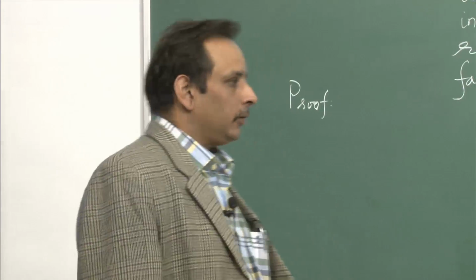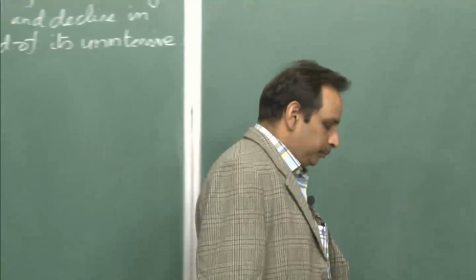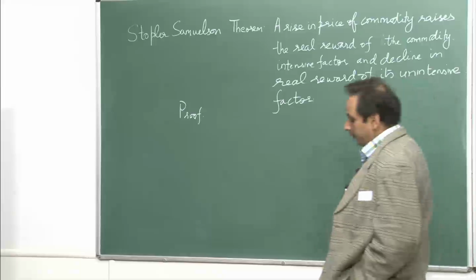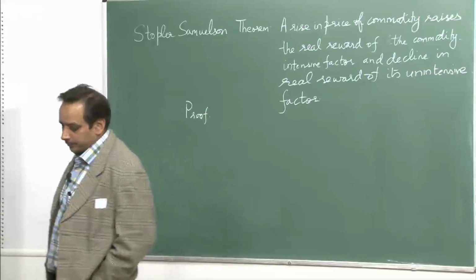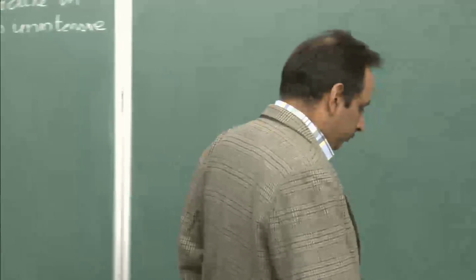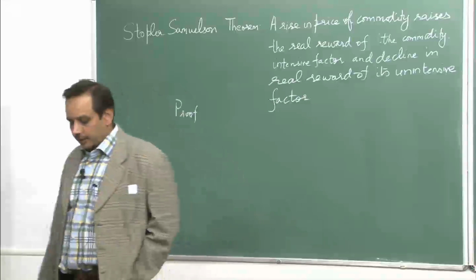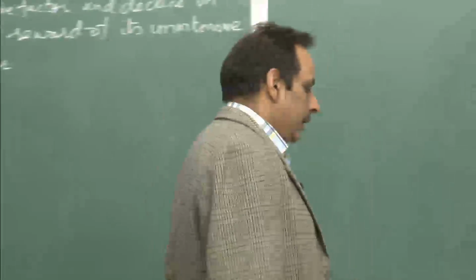Good afternoon. We will carry on with what we have been doing for the past few lectures, that is, cover the various theorems which are an offshoot of the Heckscher-Ohlin model. Please recall, the Heckscher-Ohlin model says that a country exports the good which uses intensively the abundant factor and imports the good which uses intensively its scarce factor.